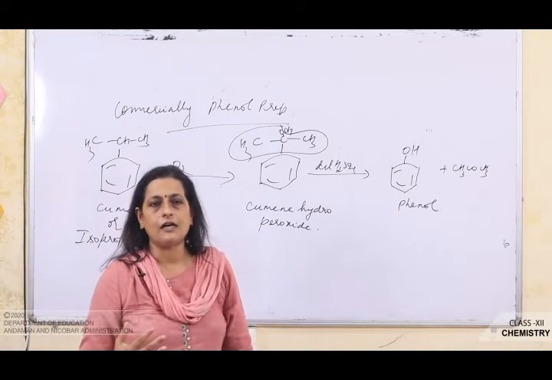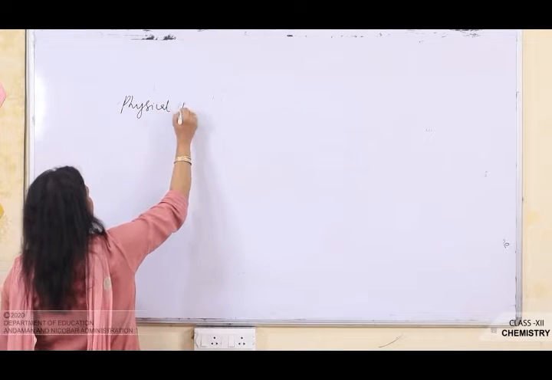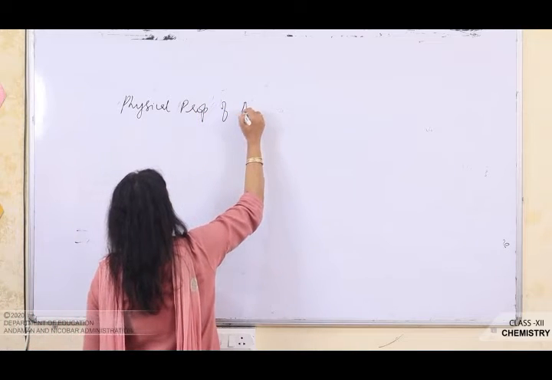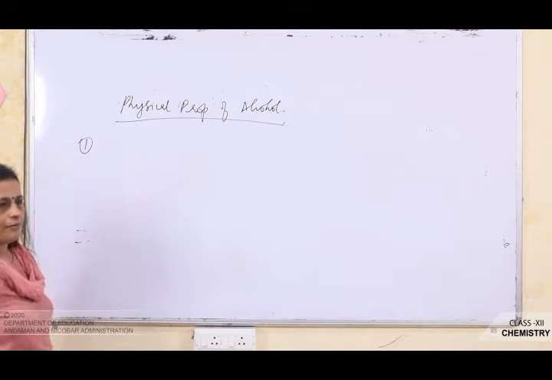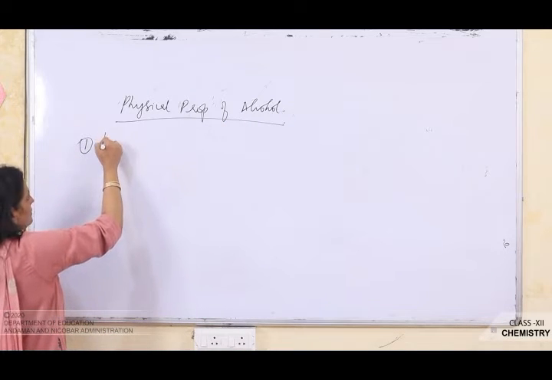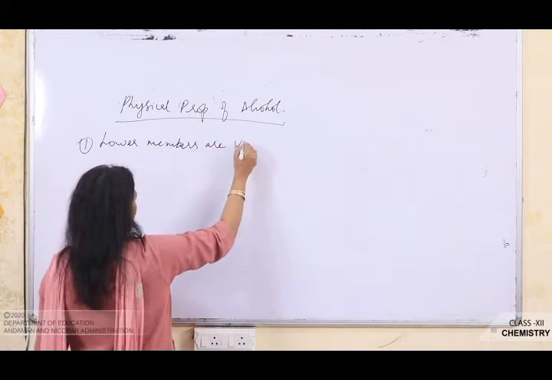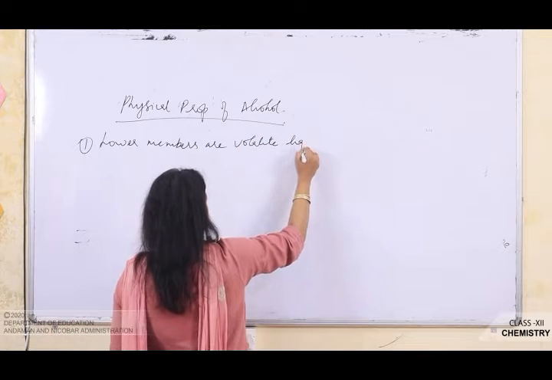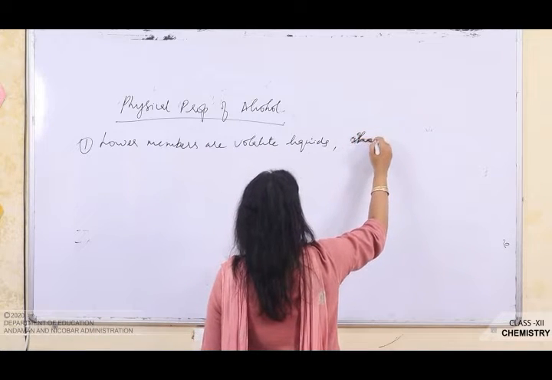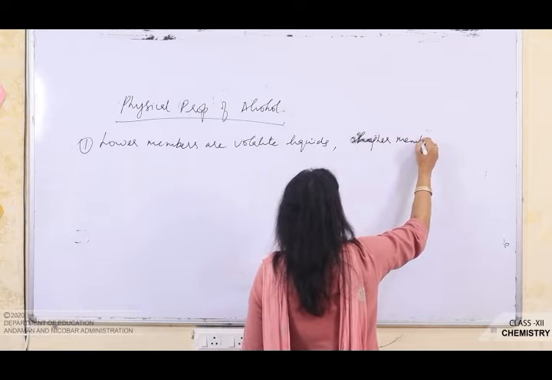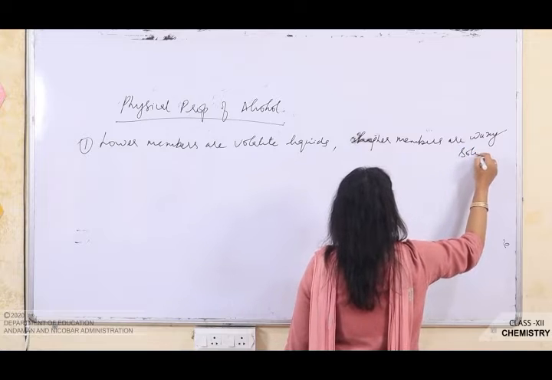Next is physical properties of alcohol and phenol. Physical properties of alcohol first. The first is, the lower members are liquids, volatile liquids. Then higher members are waxy solids. So, this is the first property.